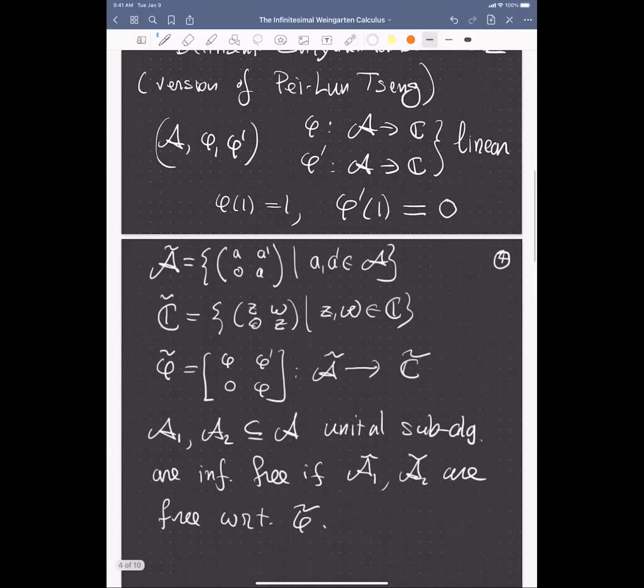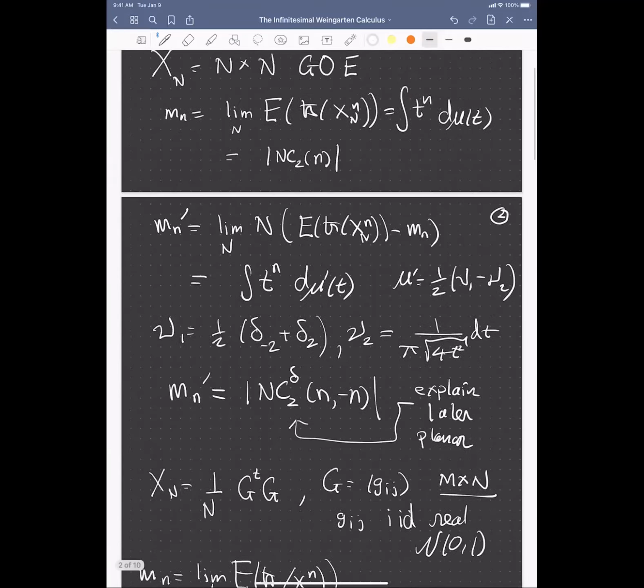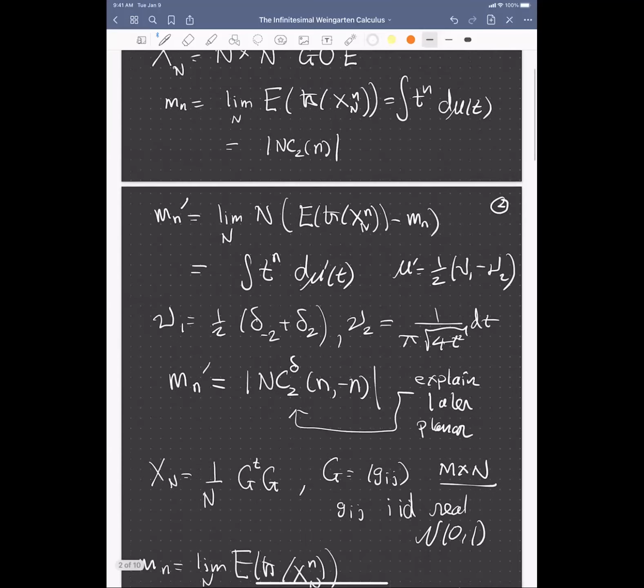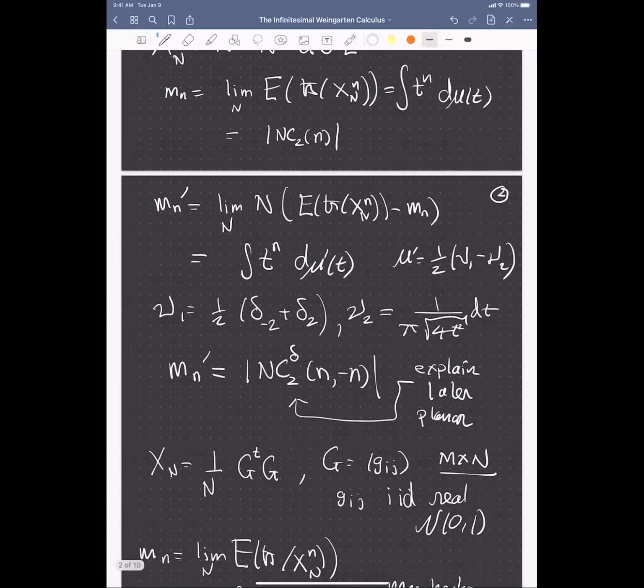Okay, now I think I forgot to say something. If you go back here, we have these two measures. We have mu and mu primed. And that's what we mean by an infinitesimal law.